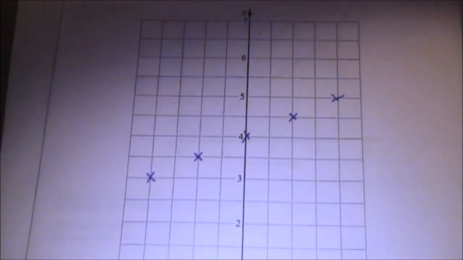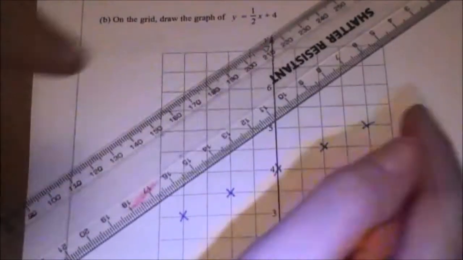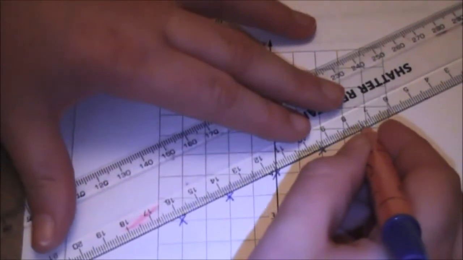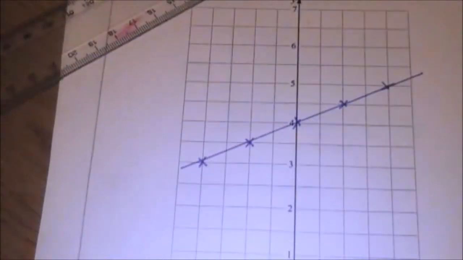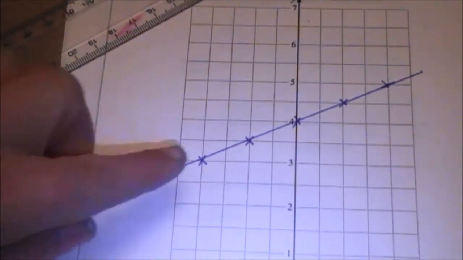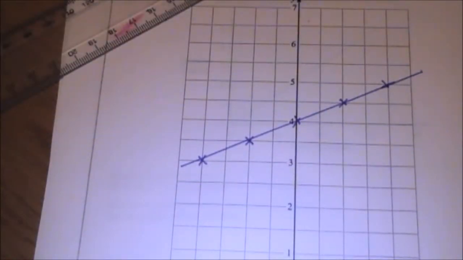Then I'm going to take my ruler and join them up. Now at this point, when I join them up, I'm just going to extend them off the graph because I may as well. That line's going to go on forever and it will always look the same.